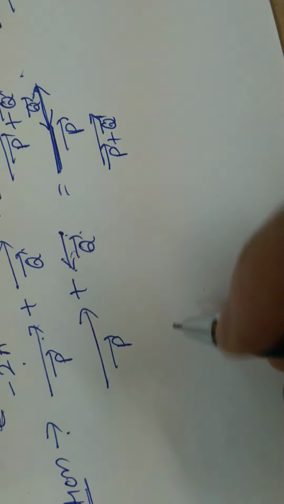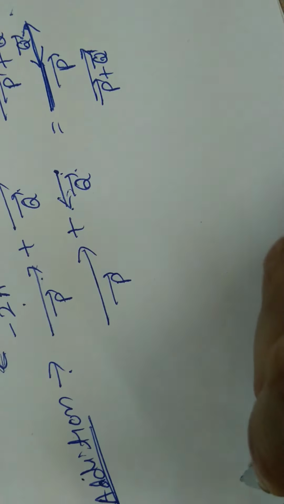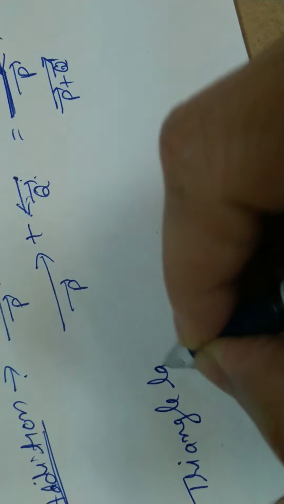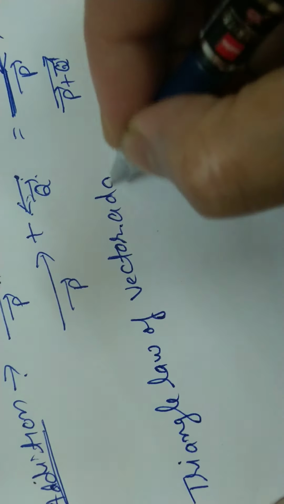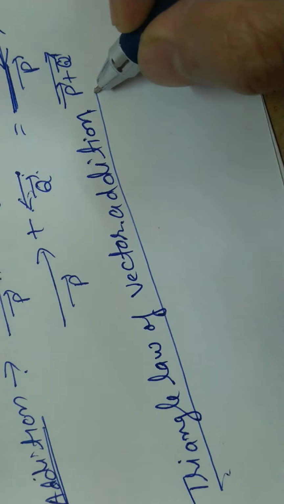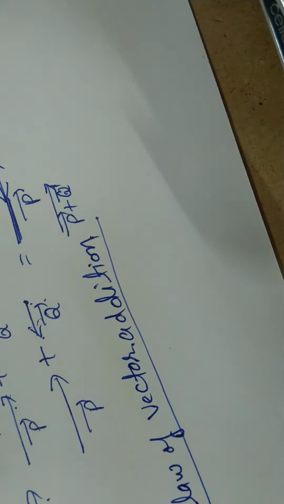Then we have the basic laws for the addition of vectors. The first law is the triangle law of vector addition, a very simple law used to add two vectors. Triangle law of vector addition. Its statement is: if two vectors are represented by two sides of a triangle in the same order, then the resultant is represented by the closing side of the triangle in the opposite order.